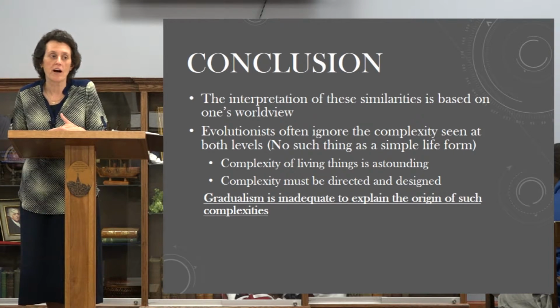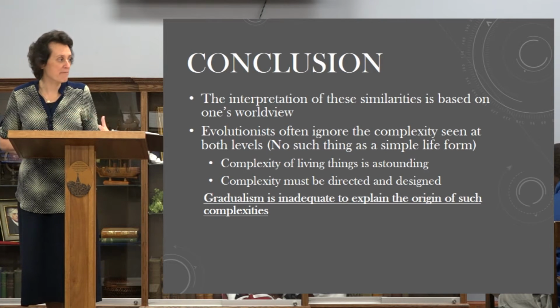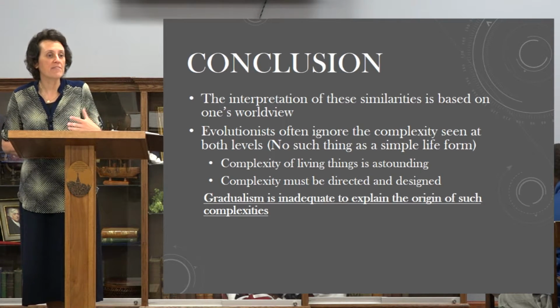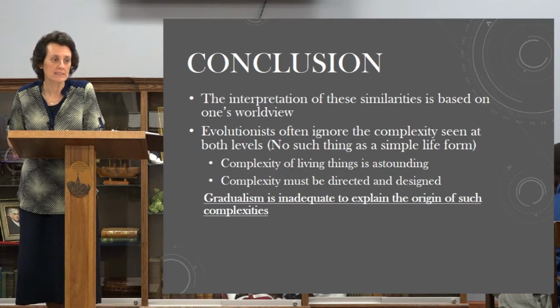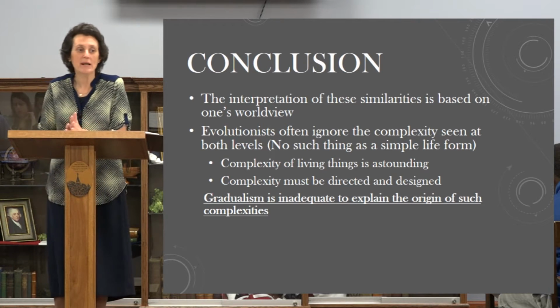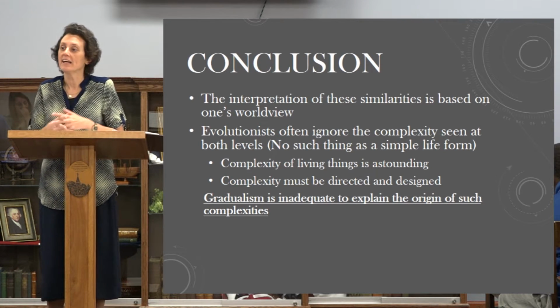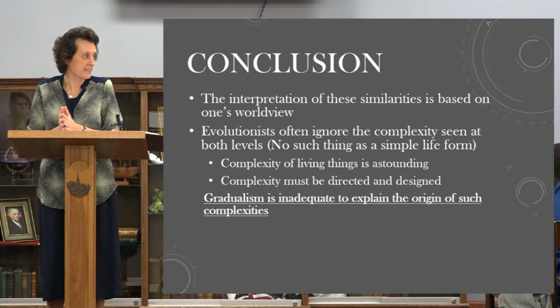And this is the root of the intelligent design argument. This is why men like Michael Behe, a biochemist, says that gradualism cannot produce the complex molecules and the complex structures that are found everywhere in living things. Life is astoundingly complex, and gradualism cannot account for the complexities. Complexity must be directed and designed. That's where the intelligent design movement and the intelligent design argument came from.